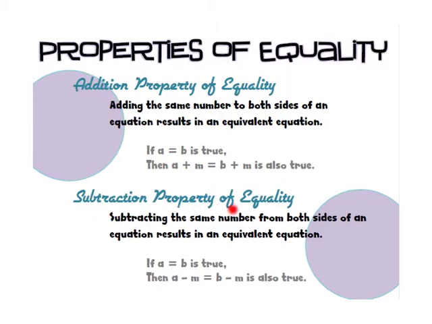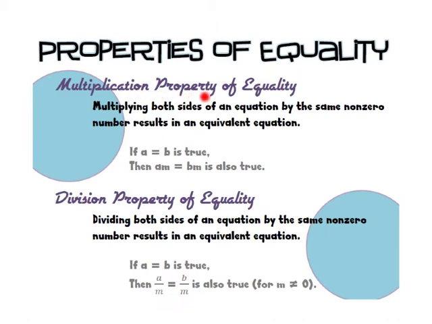The subtraction property of equality states that subtracting the same number from both sides of an equation will also result in an equivalent equation. So here, if a equals b, then a minus m will equal b minus m. The multiplication property of equality states that multiplying both sides of an equation by the same non-zero number results in an equivalent equation. So here, if a equals b, then a times m will equal b times m.